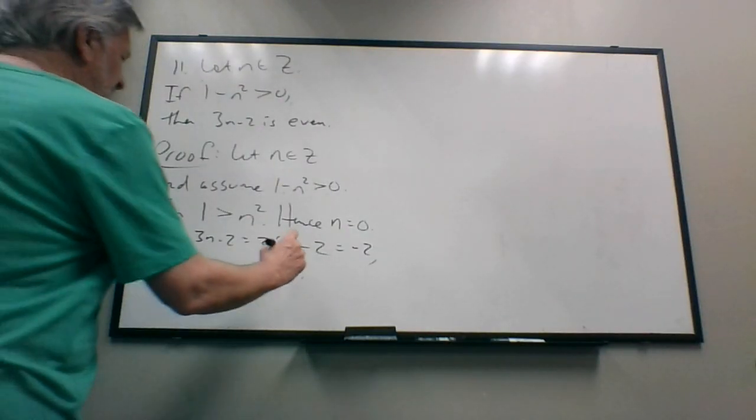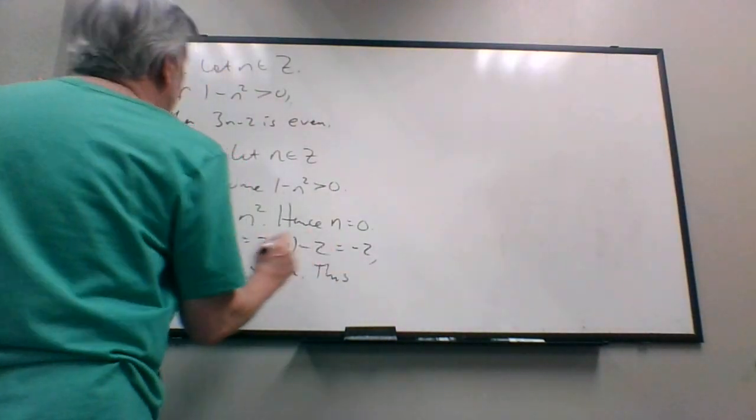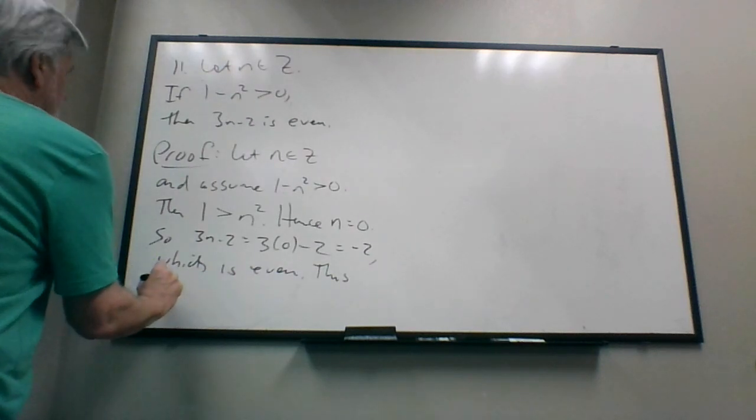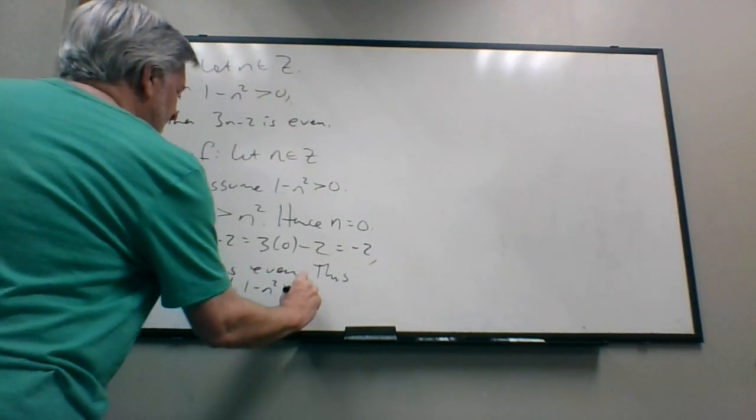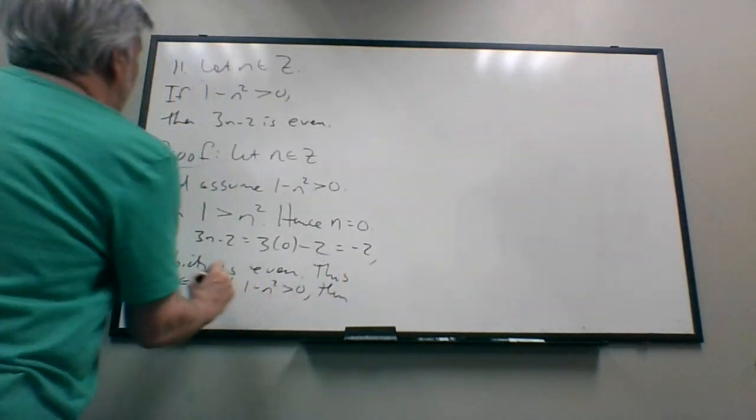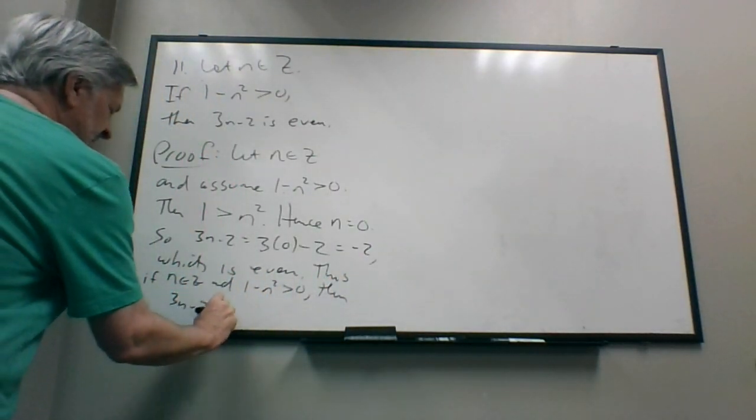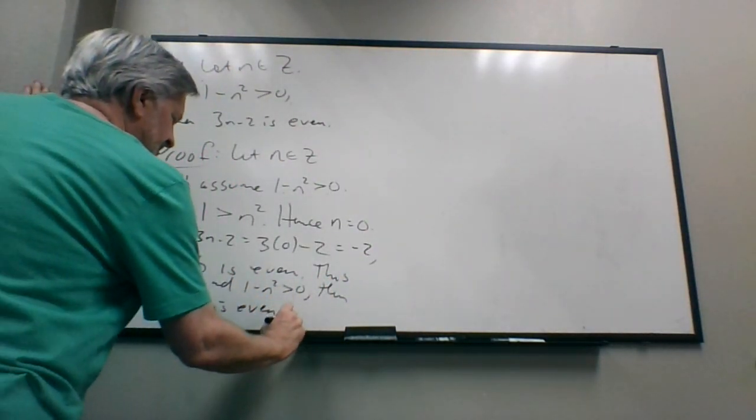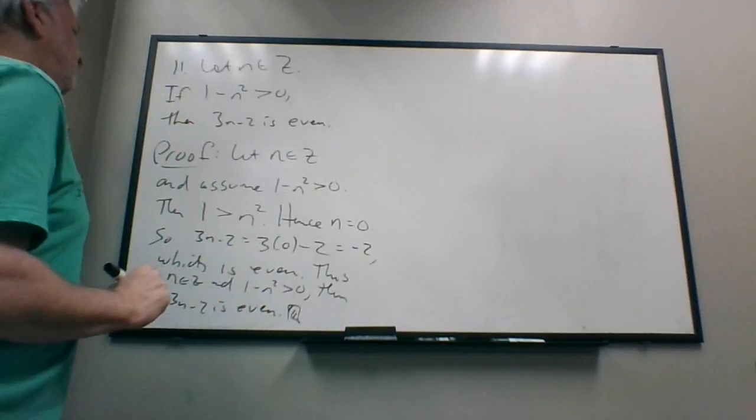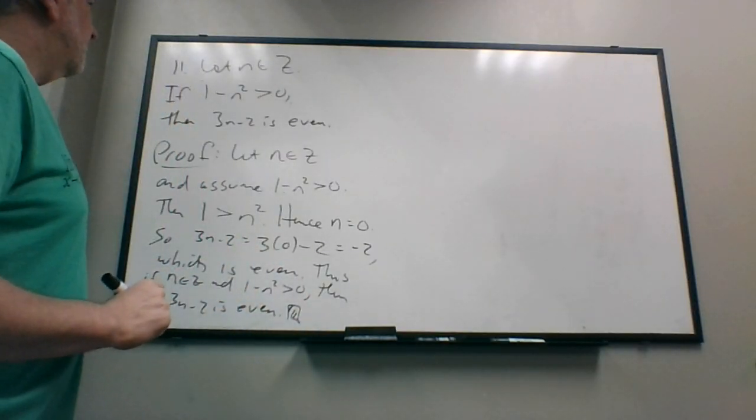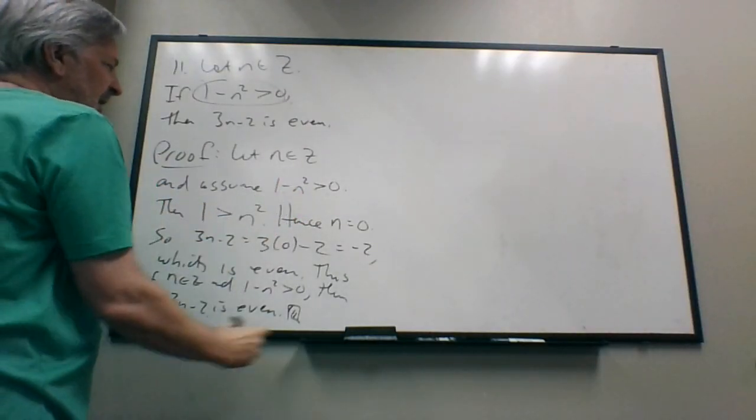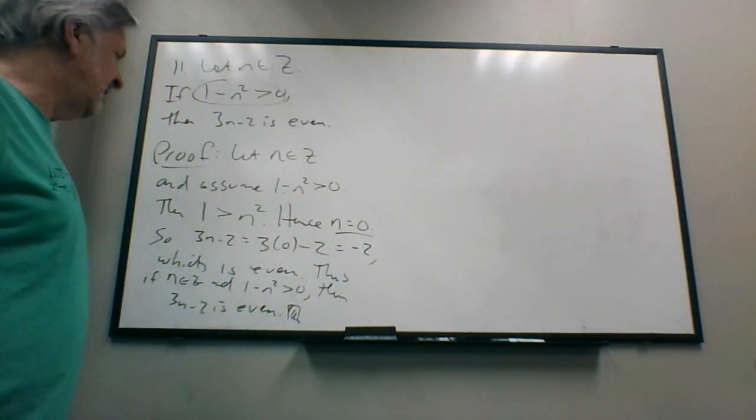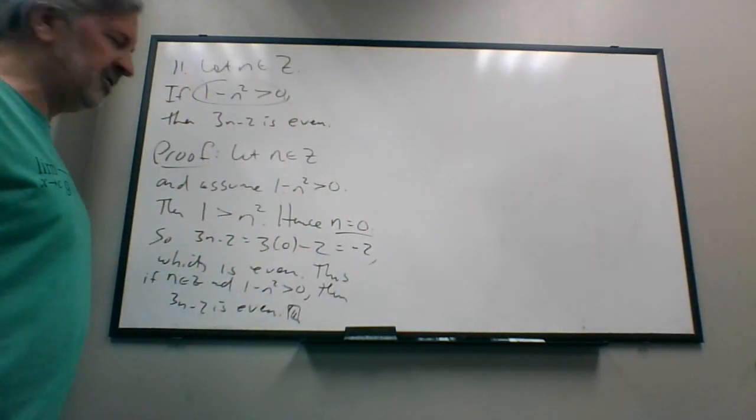Okay, there we go. Thus, if n is an integer and 1 minus n squared is greater than 0, then 3n minus 2 is even. That's my little conclusion. And we're done. Here we started with the hypothesis. We did a little work on it first. Then we got a specific case. And then we used the specific case to finish up.